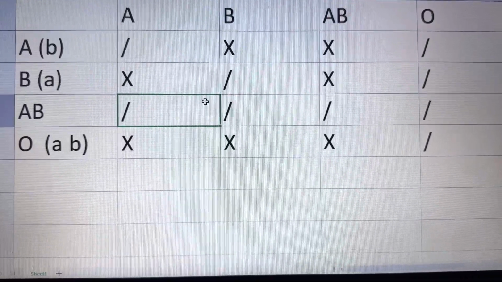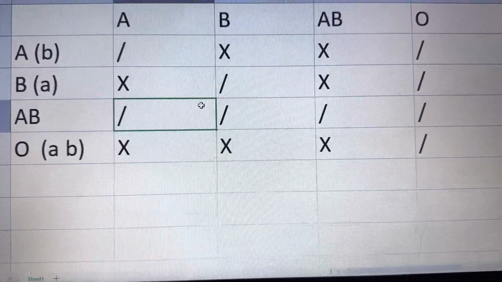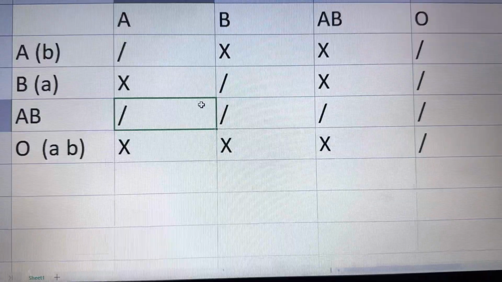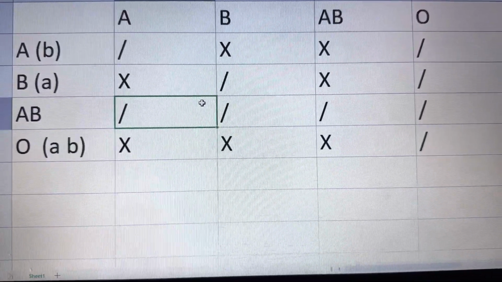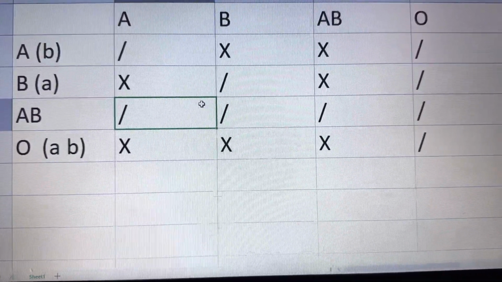So there will be no transfusion. So let's take a recipient with blood group B and a donor with blood group O. Here we find that it will be successful.